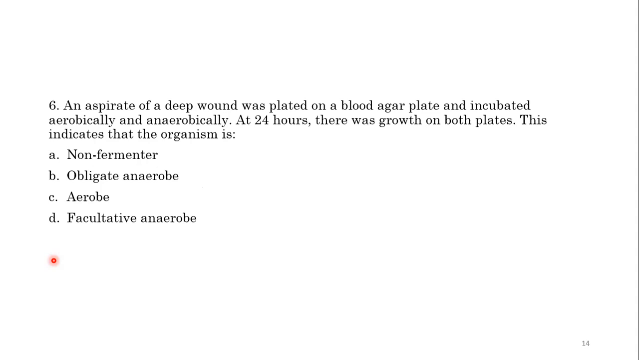Number 6, an aspirate of a deep wound was plated on a blood agar plate and incubated aerobically and anaerobically. At 24 hours, there was growth on both plates. This indicates that the organism is A, non-fermenter, B, obligate anaerobe, C, aerobe, or D, facultative anaerobe.